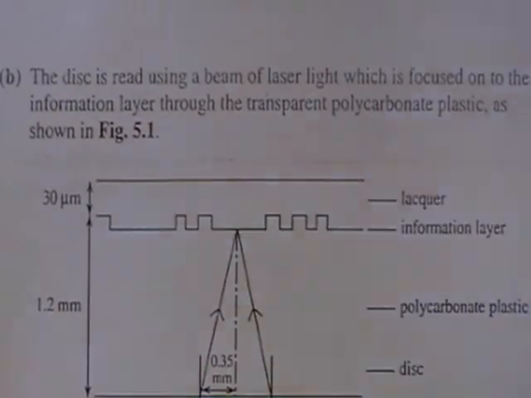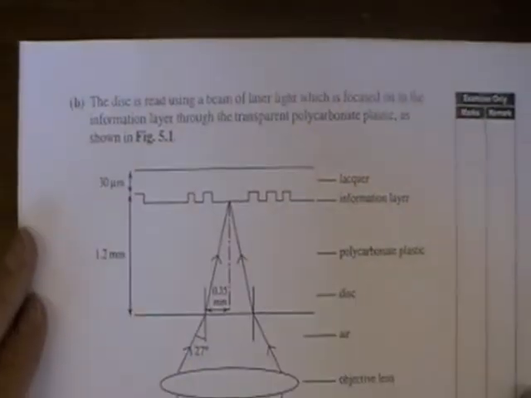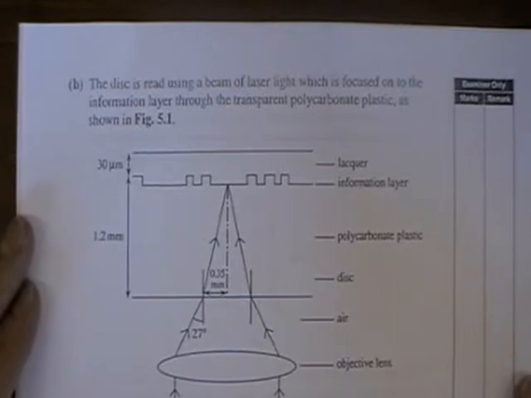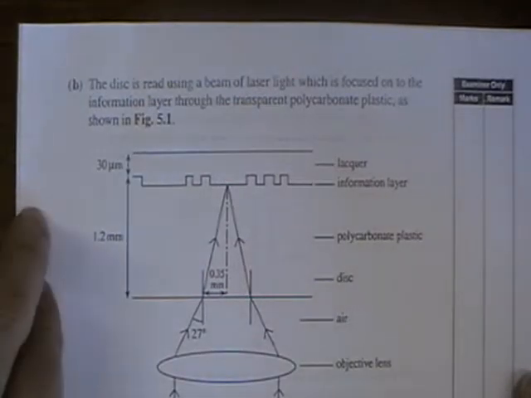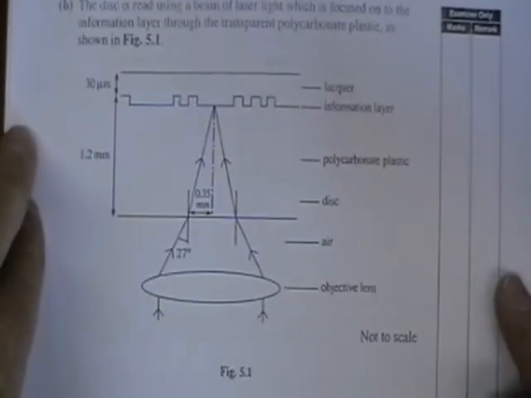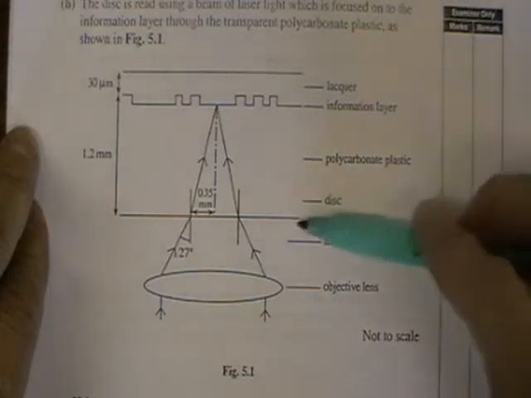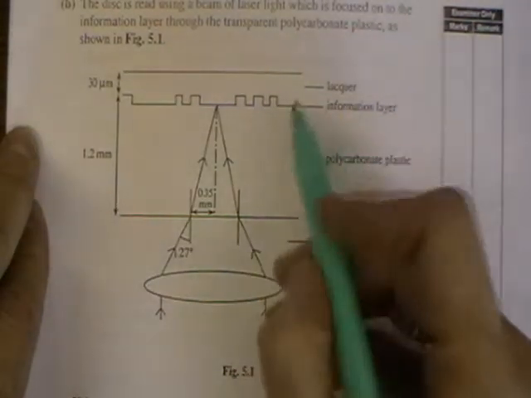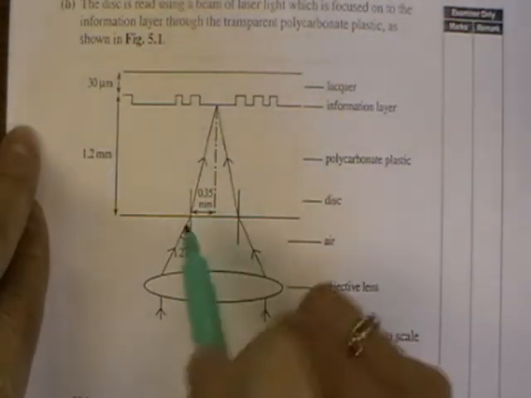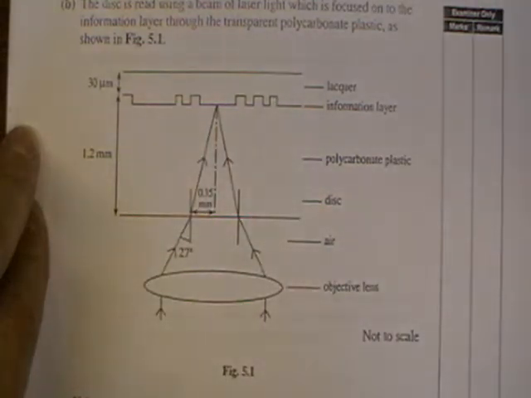The disc is read using a beam of laser light which is focused onto the information layer through the transparent polycarbonate plastic as shown in figure 5.1. And there's your figure 5.1, which is a fairly complicated looking diagram. You can see the polycarbonate plastic here. You can see your information layer and the wee notches in the disc, and there's a lacquer over the top of that. And then this is how the laser reads it.